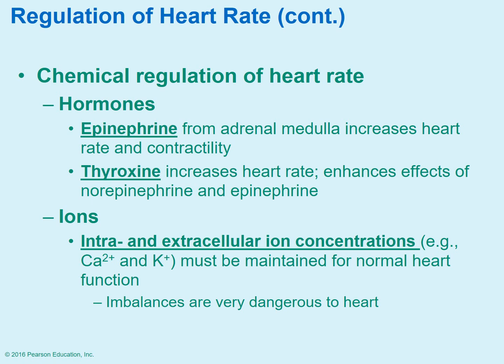Hormones that can help regulate the heart rate from a chemical standpoint would be epinephrine, which tends to increase the heart rate. Thyroxine increases the heart rate. Various ions, such as calcium and potassium, must be maintained at proper concentrations in order to keep that normal heart functioning at the best efficiency.